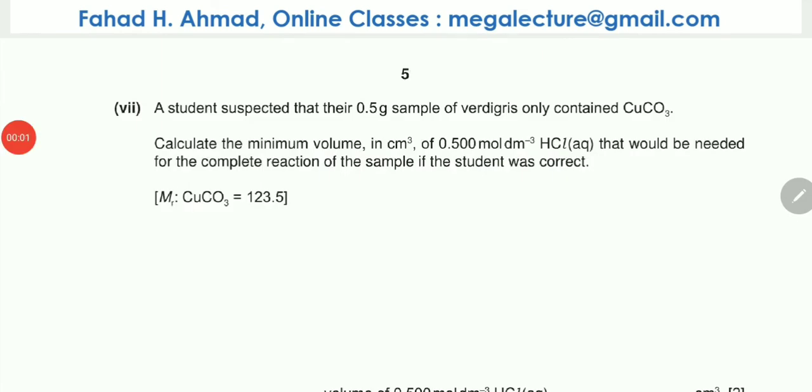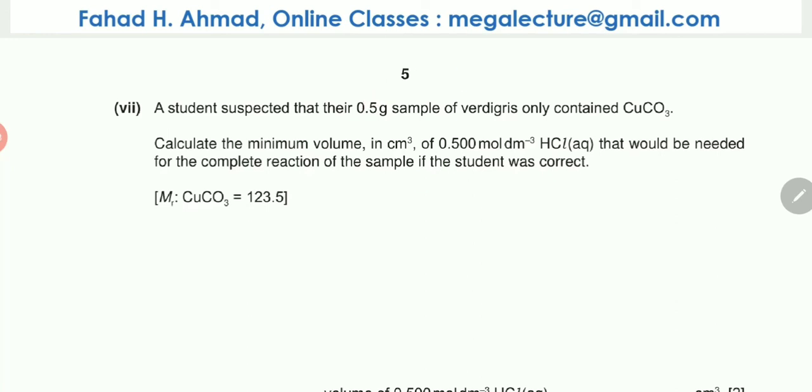Now the next part of the question, part 7, states that a student suspected that a 0.5 gram sample of verdigris only contained copper carbonate. So there was no copper hydroxide present. Calculate the minimum volume in cm cube of 0.5 mole per dm cube HCl that would be needed for the complete reaction of the sample if the student was correct. So it's a simple moles question. The question states that the student is suspecting that verdigris only contained copper carbonate, 0.5 gram.